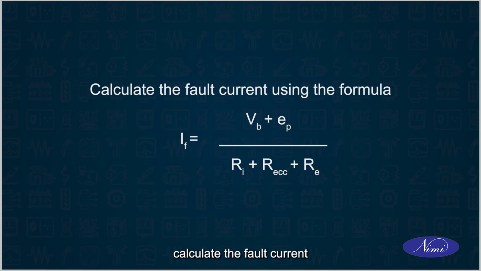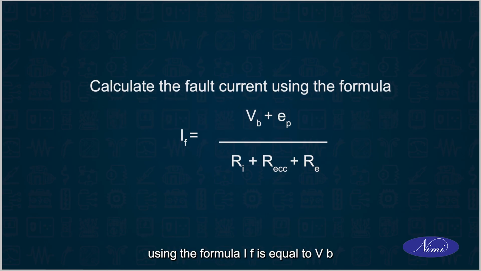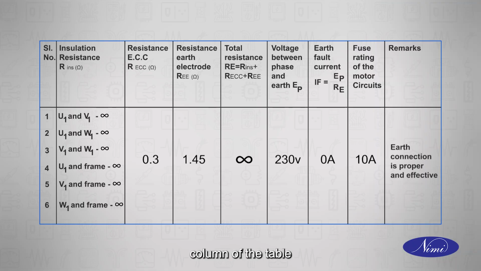Calculate the fault current using the formula IF = (VB + EP) / (RI + RECC + RE). Write the conclusion in the remarks column of the table, indicating whether the fuse will blow in case of earth fault in the circuit or suggest measures to adopt to have effective earth connection.